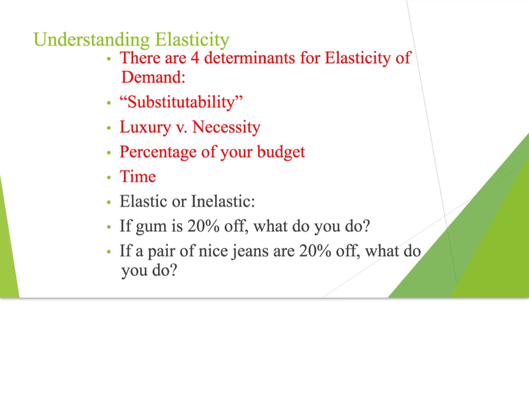Percentage of your budget, the example I have down below. If a pack of gum is 20% off, are you really going to buy more gum? Likely not, because even if the gum costs $1 and you're going to save yourself 20 cents, nobody's running to the store to buy a bunch of gum. However, if a nice pair of jeans is 20% off, and you're talking like a $100, $150 pair of jeans, in that case, you might save $20, maybe even $30 off the price. So then people are going to be lining up much more often to buy the jeans because they're on sale. So those products would be more elastic because of percentage of your budget.